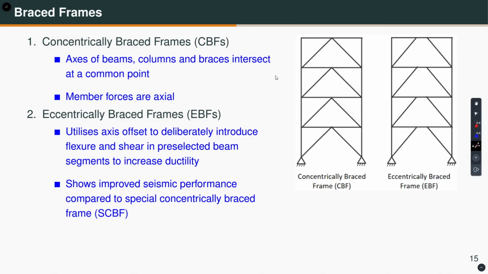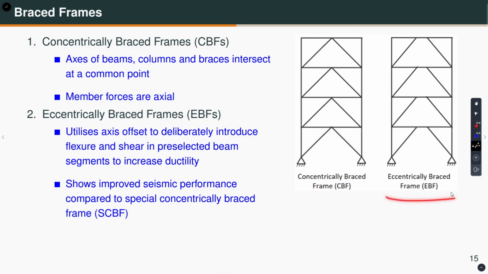So, for braced frames you have concentrically braced frame and eccentrically braced frame, as I am showing here. Concentrically braced frame means the axes of the beam, the column and the braces are meeting at the same point. Hence, the name concentric. In concentrically braced frame, member forces are primarily axial forces, which I will show.